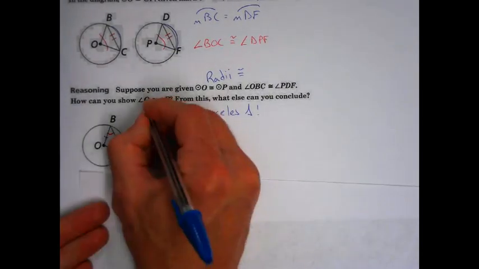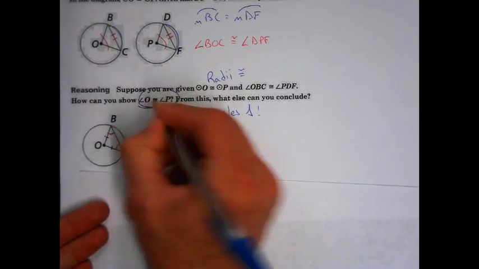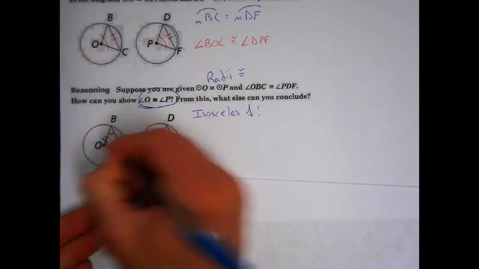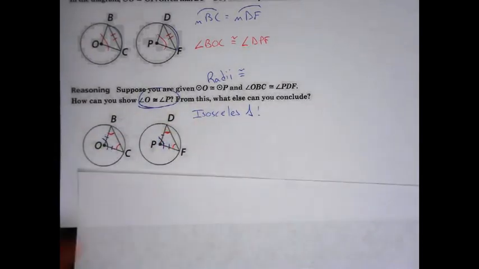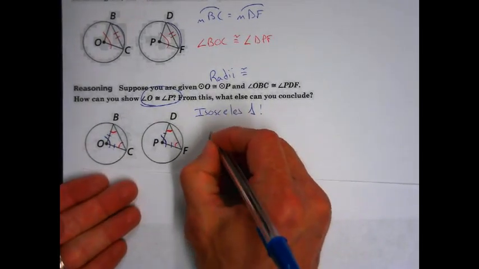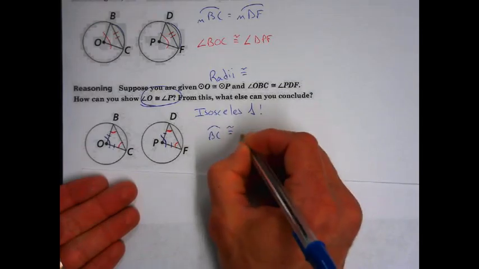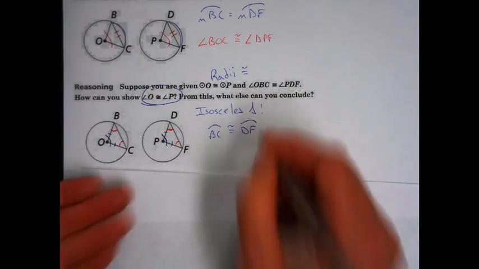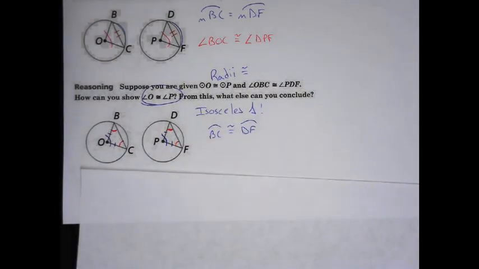Okay, so angle O being congruent to angle P has to do with isosceles triangles. And so what else can we conclude? We can also conclude that the arc measures. Okay, so arc BC is congruent to arc DF. We can also conclude that. So that's some neat stuff that we can figure out from the notes. All right. So remember the notes here. We got to remember that.